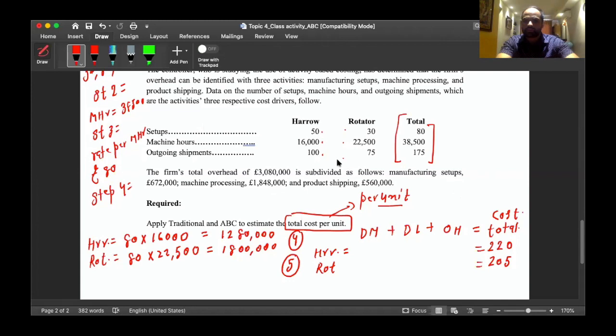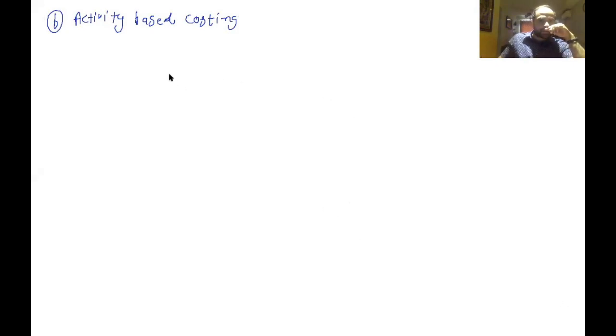So the next method is activity-based costing. Now, activity-based costing also has the same steps, but of course the information is going to be a little bit different. Under activity-based costing, we cover each and every single activity that is involved in contributing overhead cost.